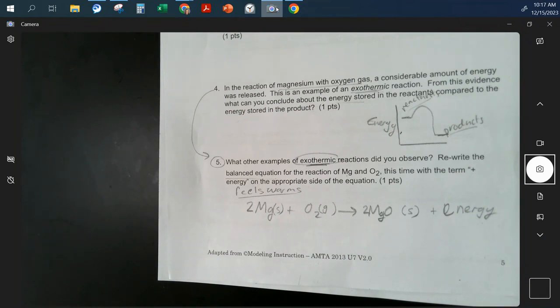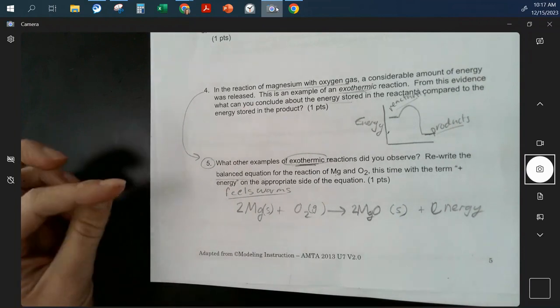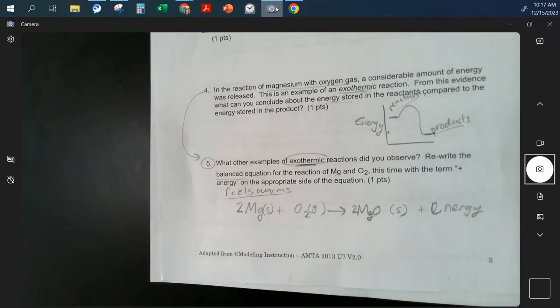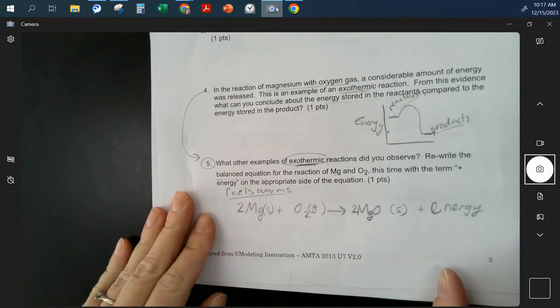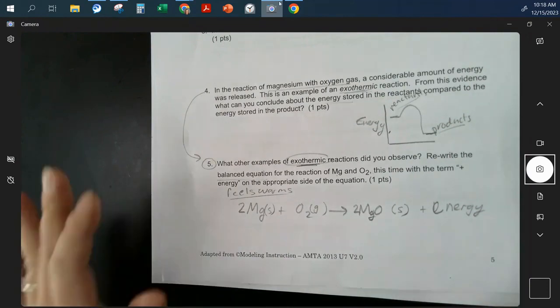So we can either get light out, like this reaction, or we could get heat out. That would be energy as a product. Okay, so that's what it wants you to do. So look for any other ones that were feeling warm or gave off light. I don't think any other ones gave off light. But maybe the isopropanol, right? That one gave off light when you burned it. So you could use that one. Okay.